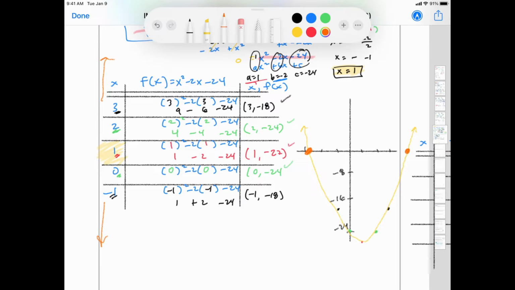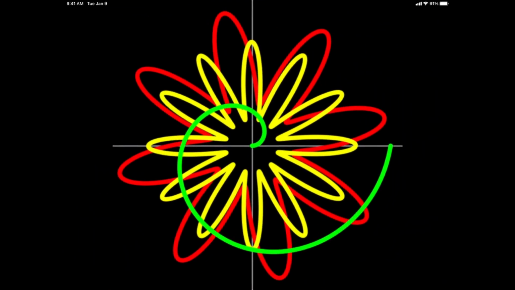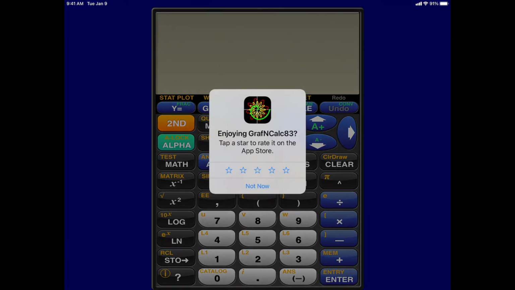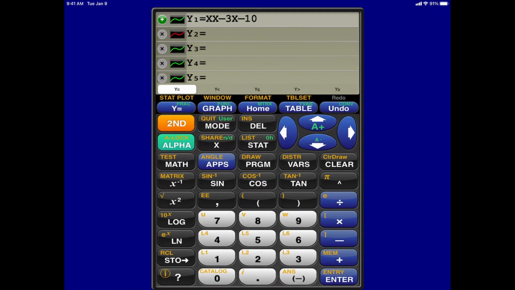Now, let's go ahead and put this into the graphing calculator. X squared minus 2x minus 24. Okay, clear. Go top left and you're going to click y equals. Clear this out. We're going to type in x squared. The squared button is to the left, near the 7. Minus 2x minus 24. And we'll just press graph.